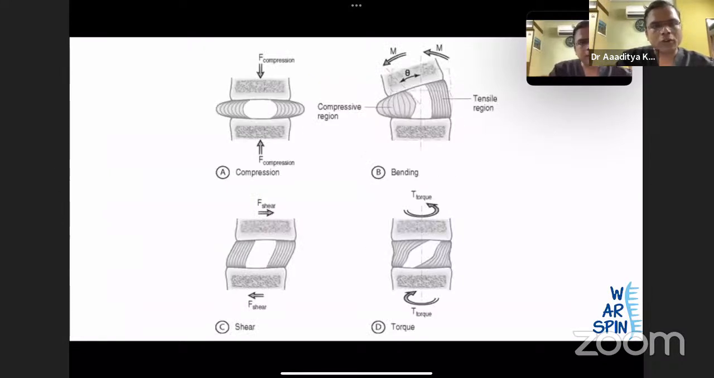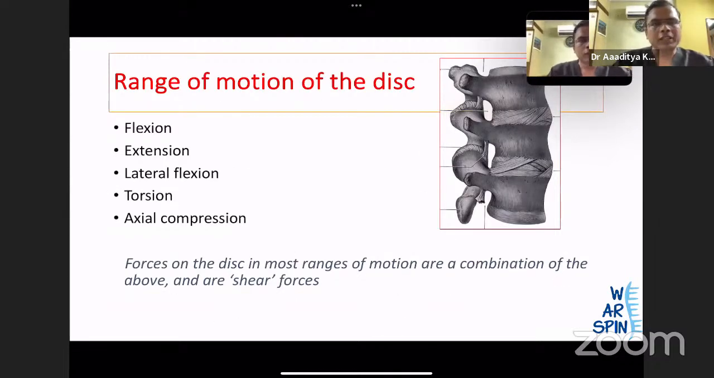Forces applied on discs can be compressive forces, bending forces, shear forces, or torque-like rotational forces. The range of motion in a disc can be flexion, extension, lateral flexion, torsion, and axial compression, but most of the time these forces are applied in combination. The shear forces are the commonest, which will lead to the injury part.